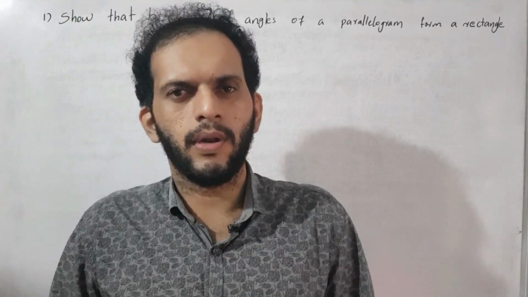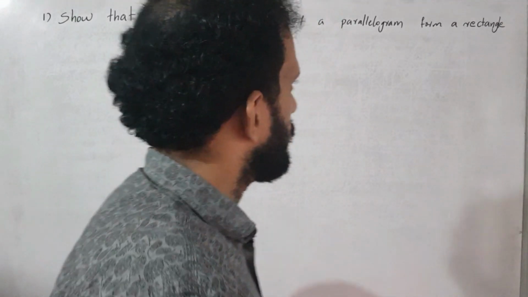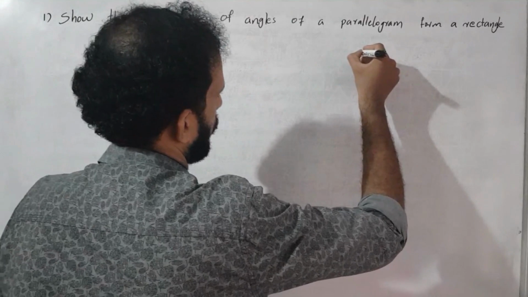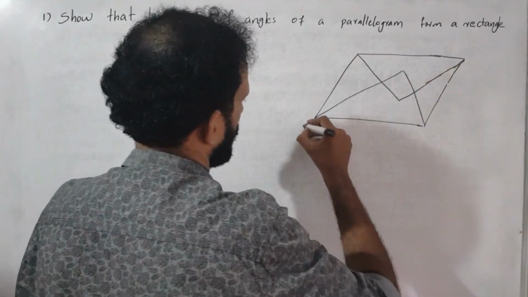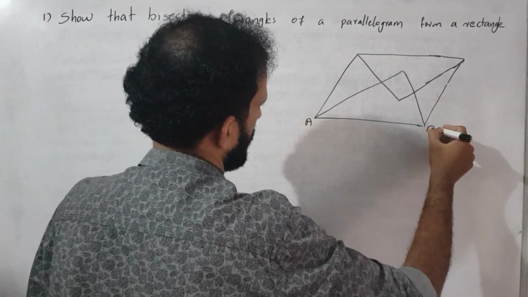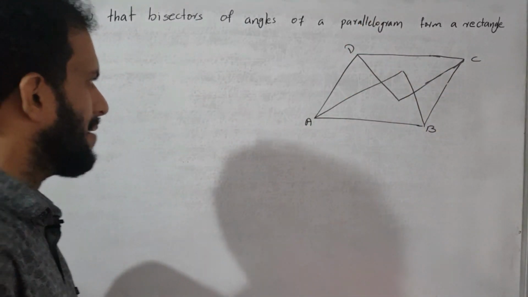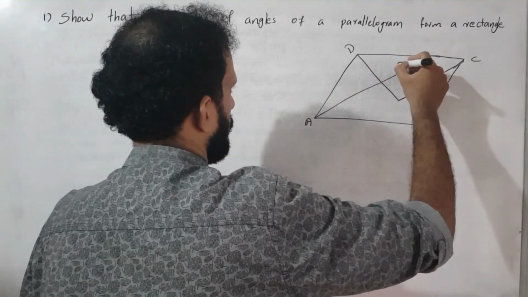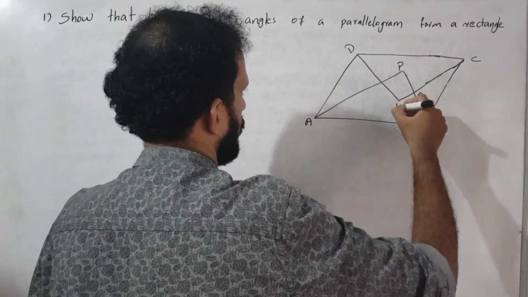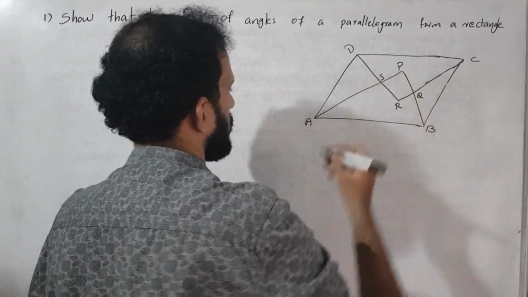Here no figure is given, so we first construct a figure. It is a parallelogram. Give the name A, B, C, D. So the bisectors meet at P, Q, R, S.